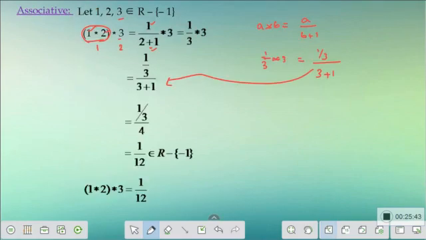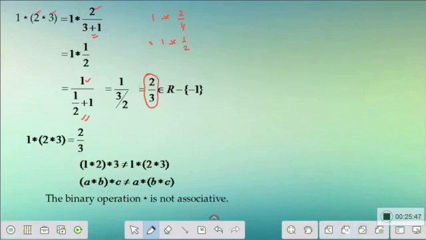And we know 1 star 2 star 3 gives you 1 by 12, and here you have 2 by 3. It means that they both are not equal. That is, A star B star C is not equal to A star B star C with the other grouping. So the binary operation is not associative.